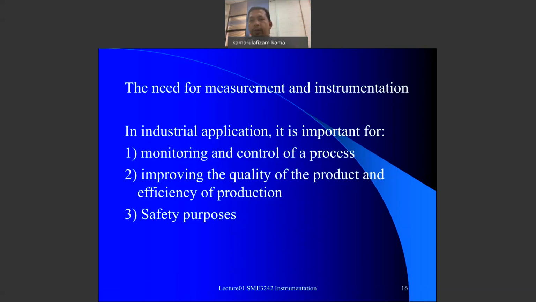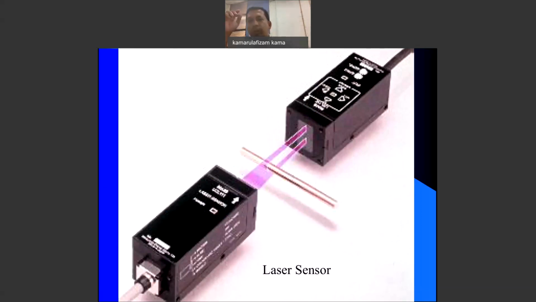And of course, for safety purposes, in some environments which are not safe for humans, for example, nuclear radiation, high temperature, high current, you cannot have a human go very close to do the monitoring or the measurement. So you can use these devices to do the measurement for you, so that you can have the readings from remote, for example. So this is why basically you need a system of instrumentation.